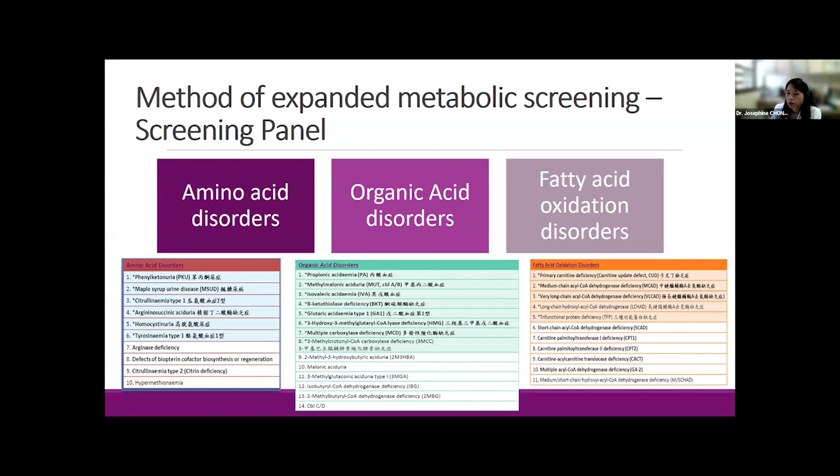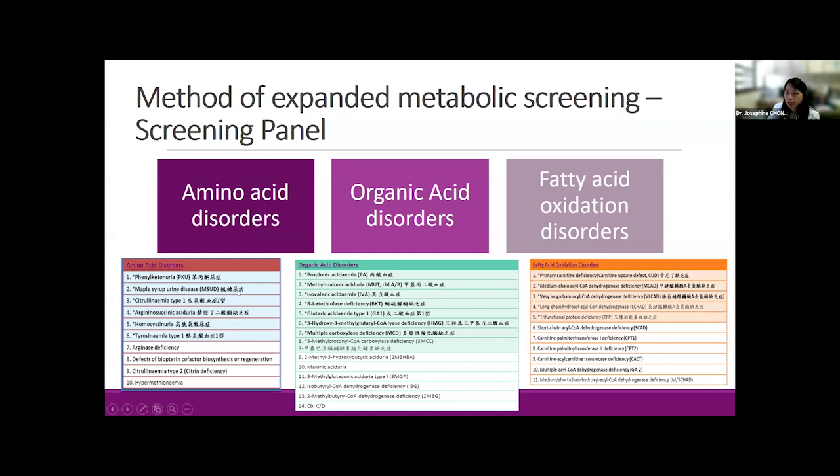Some of them could present as early as the first 1 or 2 days. Therefore, the time for collection is very important, and also a timely result, to identify those patients at a latent period or still at an asymptomatic period. So you can see here in the amino acid group, PKU may have a high incidence, but it may not present with acute decompensation.